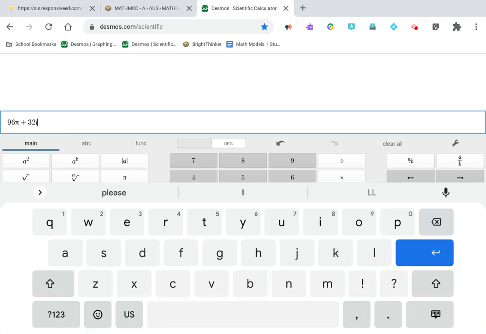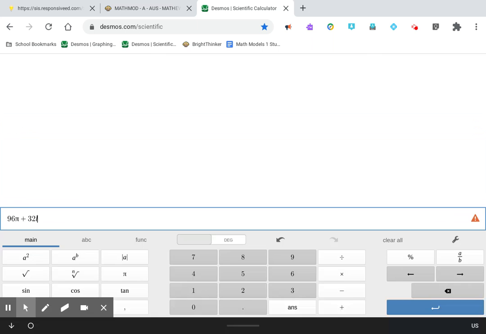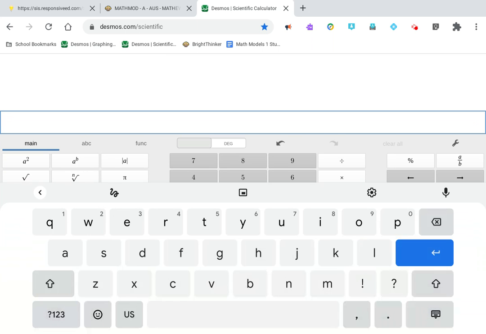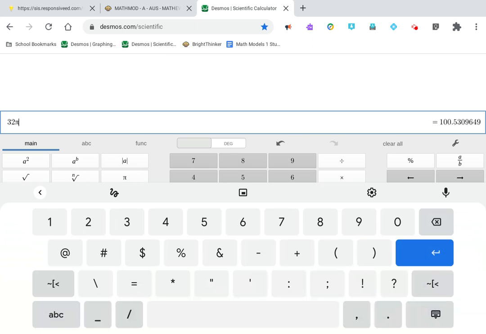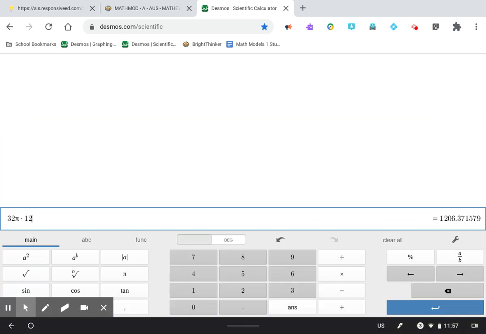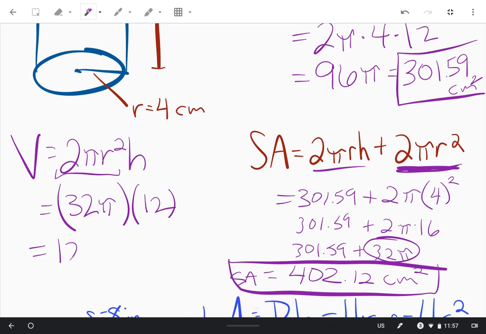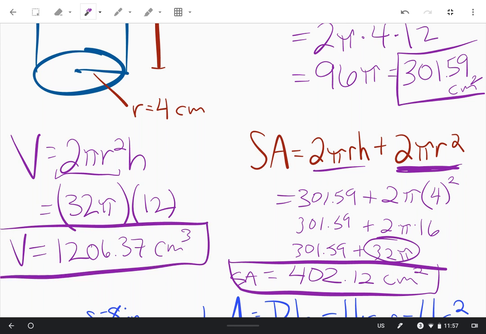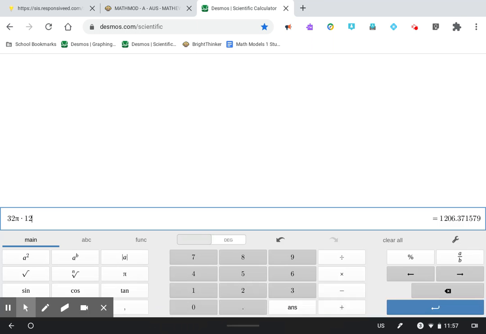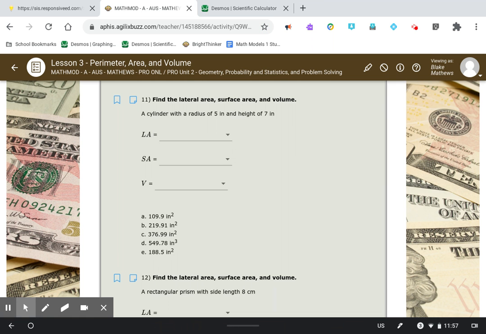So we'll hop over to our calculator. Let's go ahead and clear this out. Clear. 32 pi times 12. We get 1,206.37. 1,206.37 centimeters cubed. That's the volume of that cylinder. All right, so again, I'll be posting all these formulas for you. I just want you to see examples of each one.